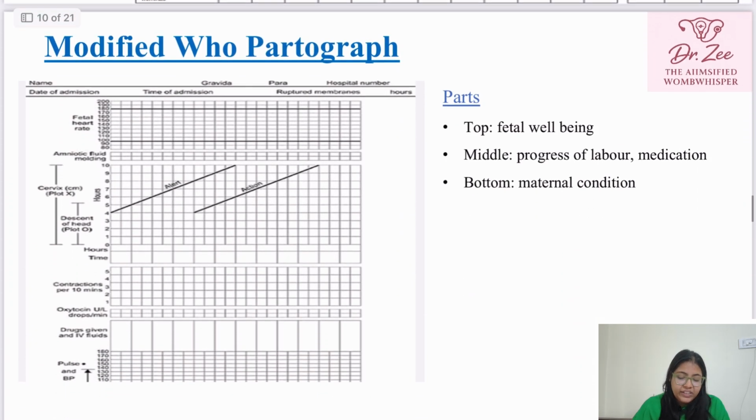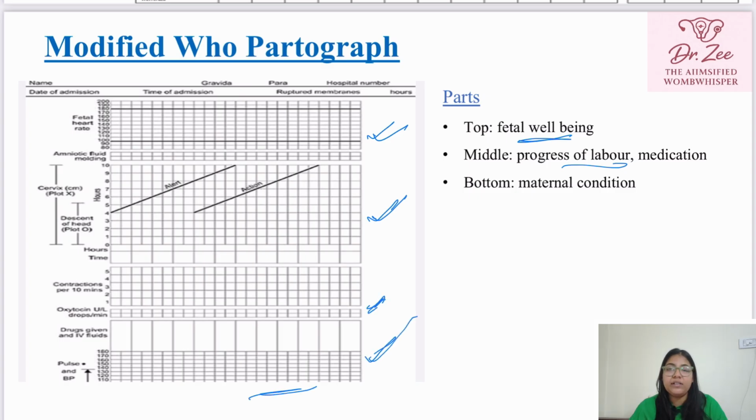So this is how the modified WHO partograph looks, and it has 3 parts. At the top you can see there is fetal well-being. In the middle you can see there is progression of labor, dilatation of cervix and all, and these medications. And at the bottom there is maternal condition, pulse, BP, drugs, etc.